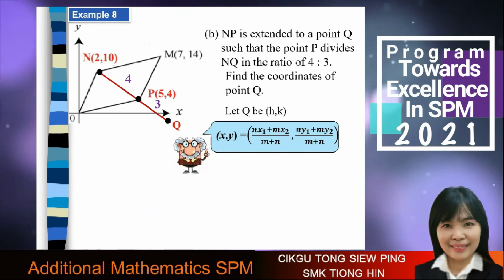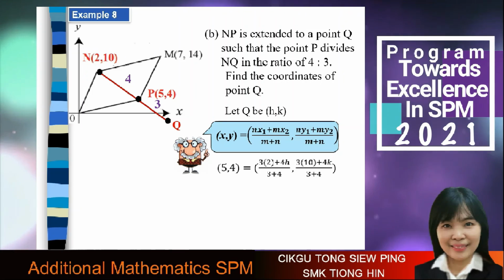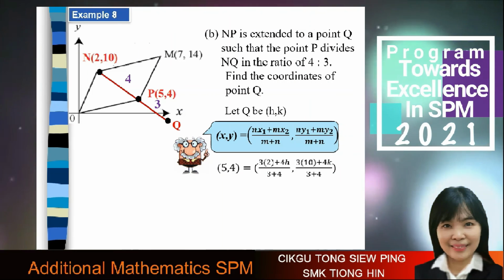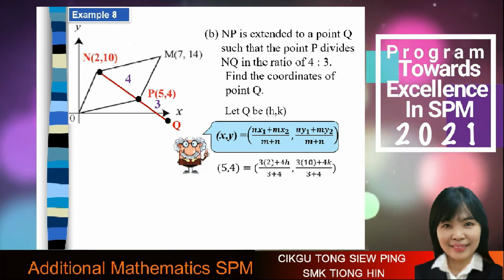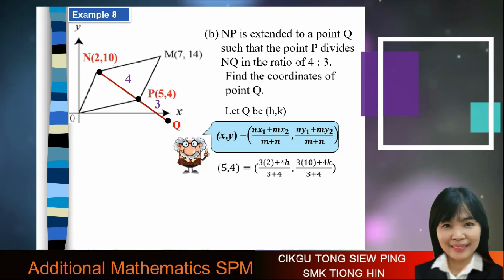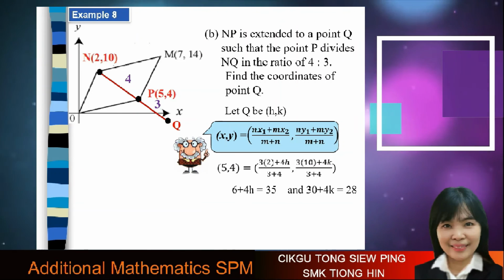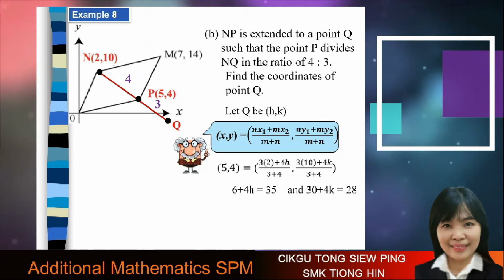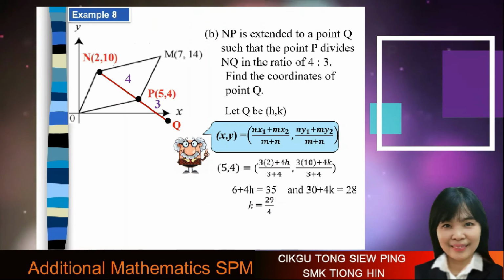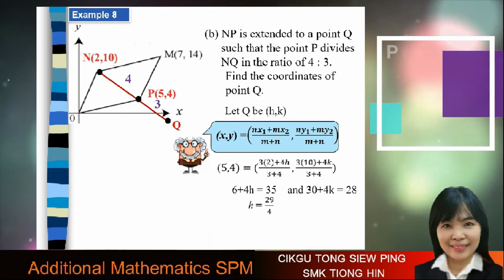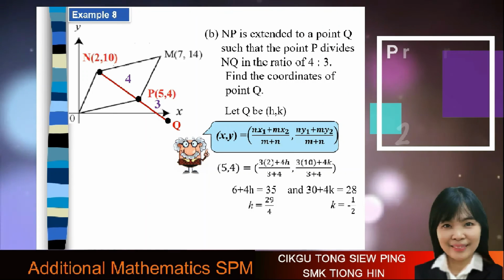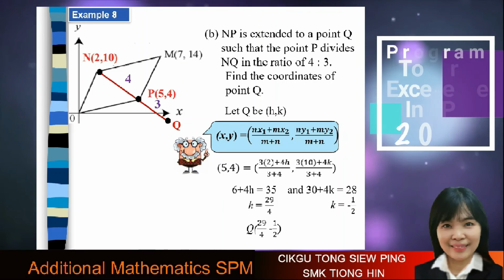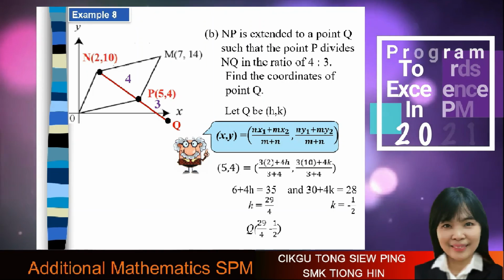Here we use the ratio formula, and the coordinates of N are your x1 and y1. Substitute the values into the equation. 6 plus 4h equal to 35 and 30 plus 4k is equal to 28. So for h, you get h is equal to 29 over 4 and k is equal to negative 1 over 2. Therefore, the coordinate of Q is 29 over 4 and negative 1 over 2.